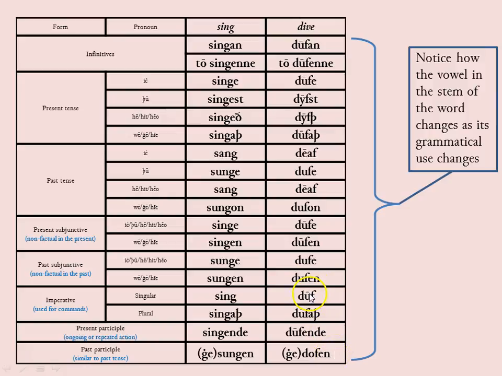Just remember this, there's a long U and a short U. The short U is U and the long U is oo. And the other thing is, notice how the vowel in the stem of the word changes as its grammatical use changes. That will be a key factor with the strong verbs.